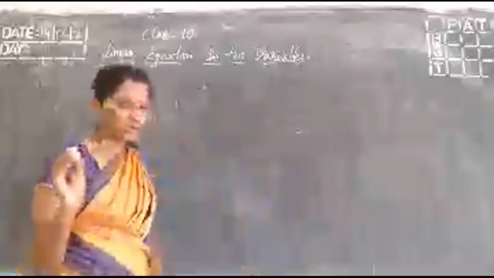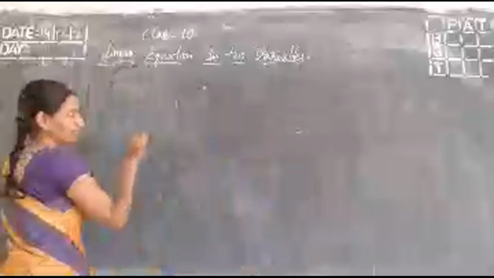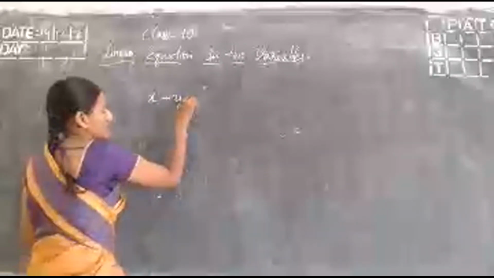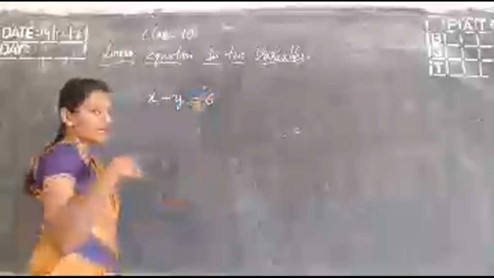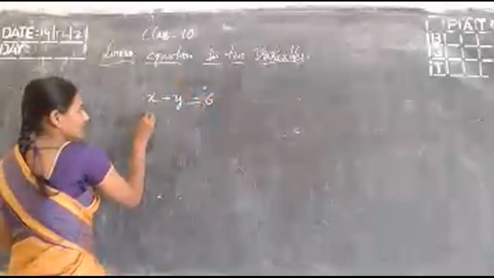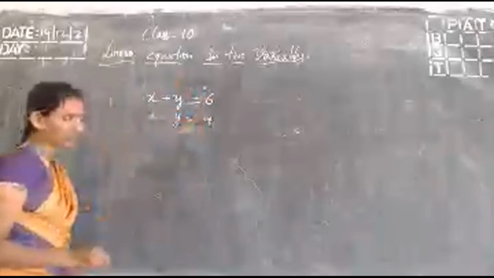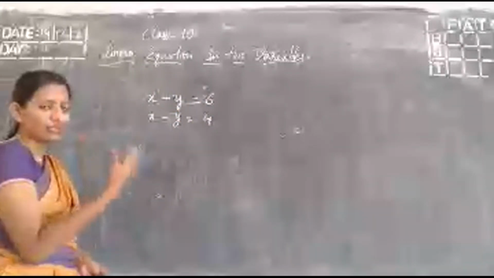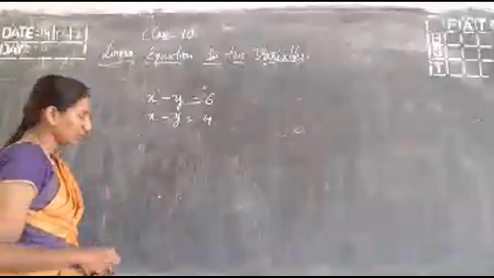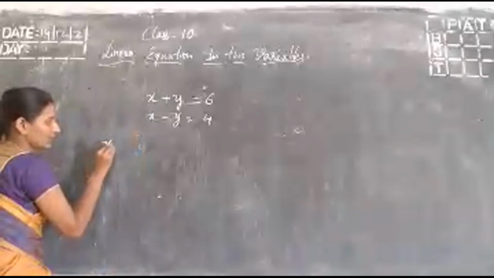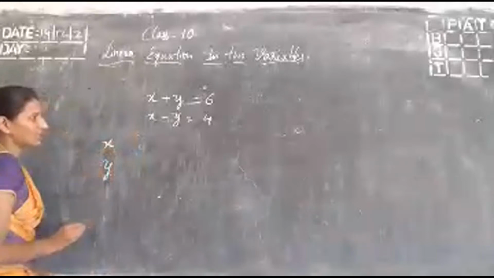You all know how to solve the equation. See here, there is an expression x plus y is equal to 6 and another linear equation x minus y is equal to 4. Just think of it. How will you solve these two equations? Listen carefully, this is very important. First you have to write x here and y here.